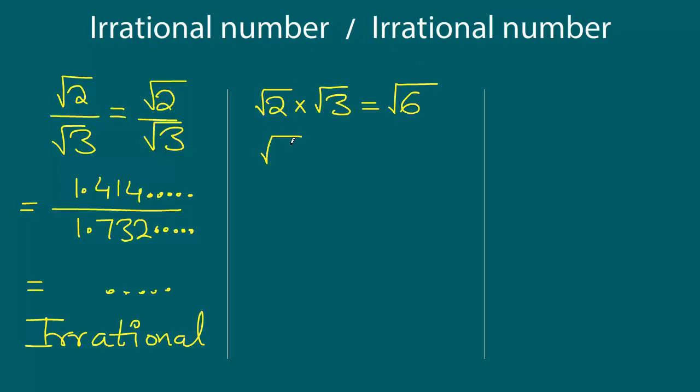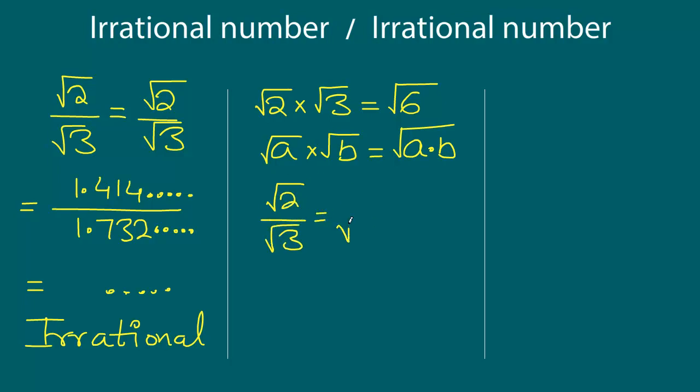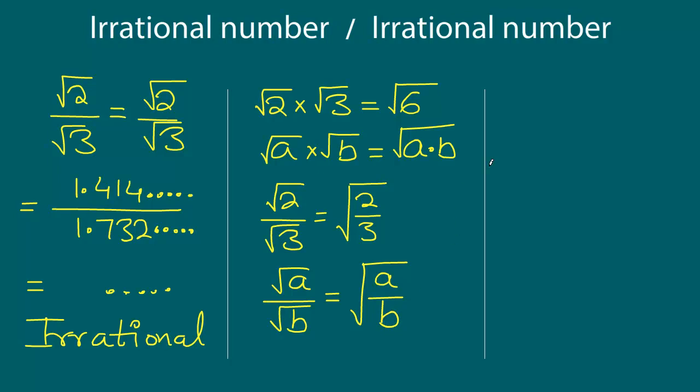In other words, if we have square root a, we multiply by square root b, the answer is square root of a times b. So similarly, we can say if we have square root 2 and if we have square root 3, we can write this as square root of 2 by 3. Or more generally speaking, square root of a divided by square root of b can be written as square root of a by b. So let's take a look at some more examples.